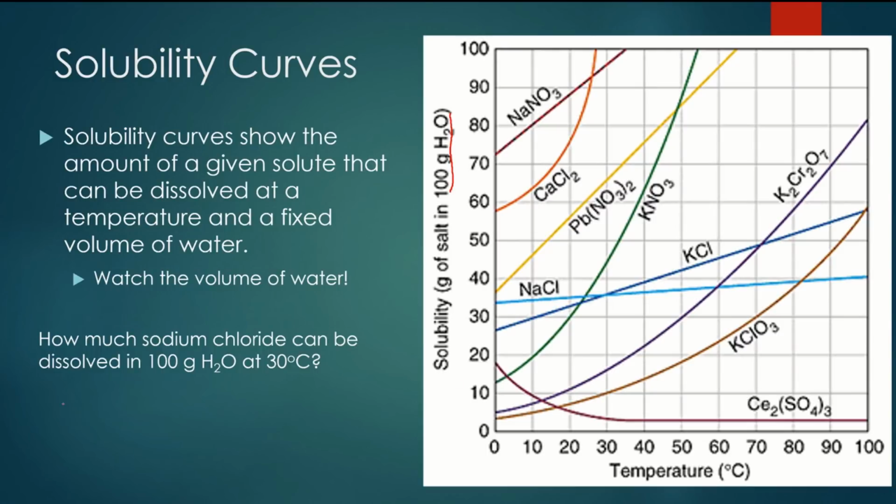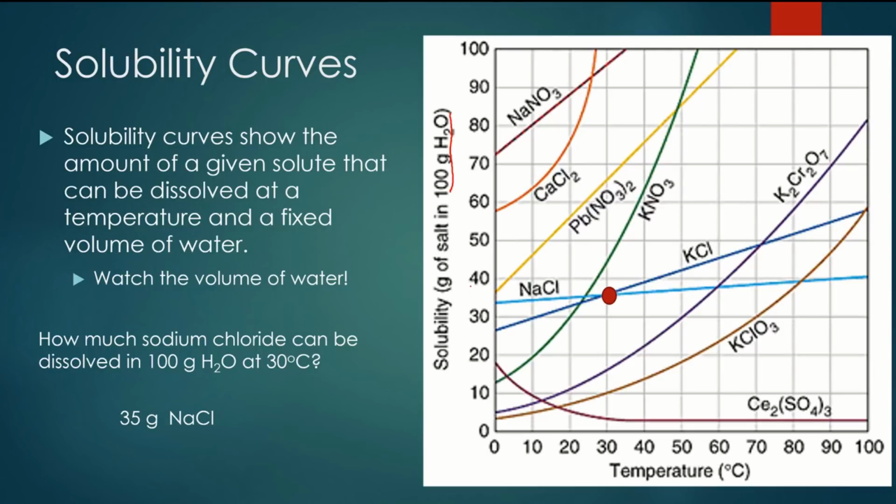Example question: how much sodium chloride can be dissolved in 100 grams of H2O at 30 degrees Celsius? Here's our 30 degrees Celsius. We follow it up. Boom. Feel free to put a dot on there if you want. Follow it over. And I'm guessing right there between 30 and 40.